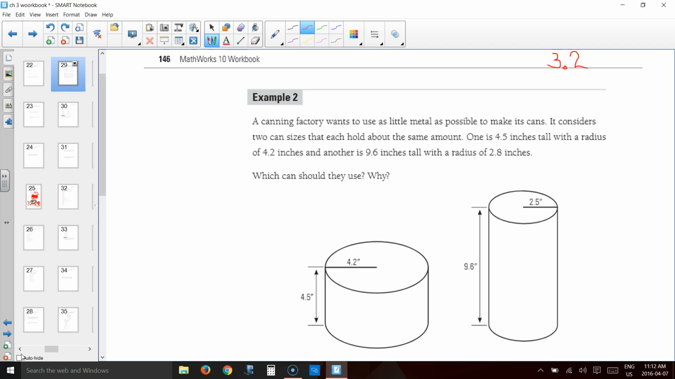Okay, this is Math 10 A&W with Mr. Sandhu. We are in chapter 3.2. We're on page 146 of your Mathworks 10 workbook, and this is example 2.